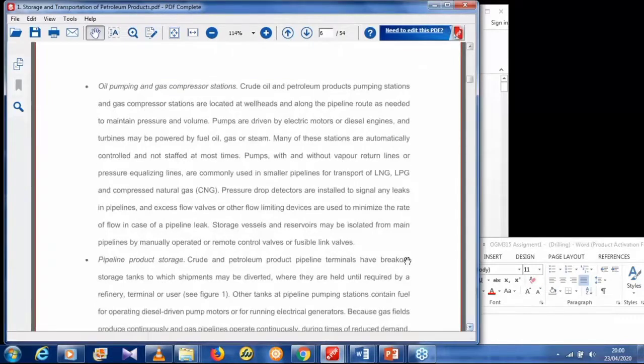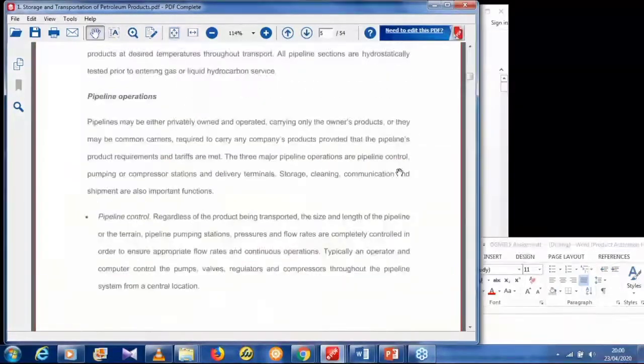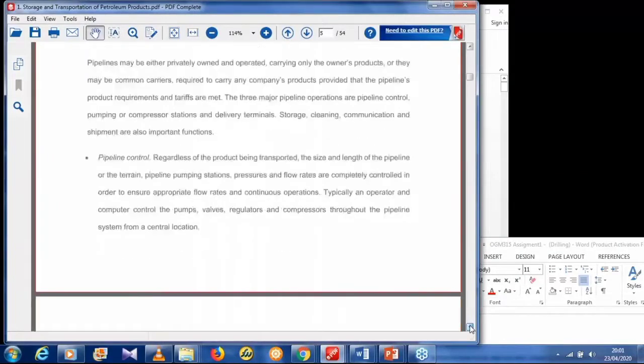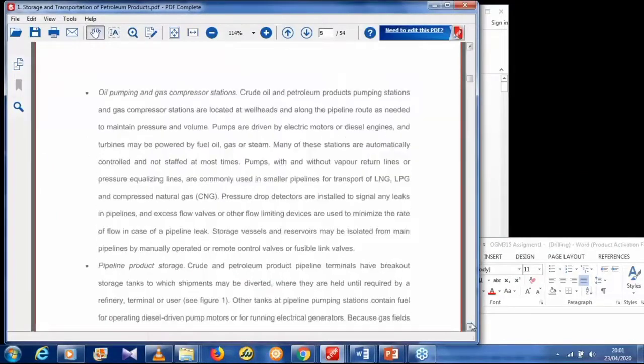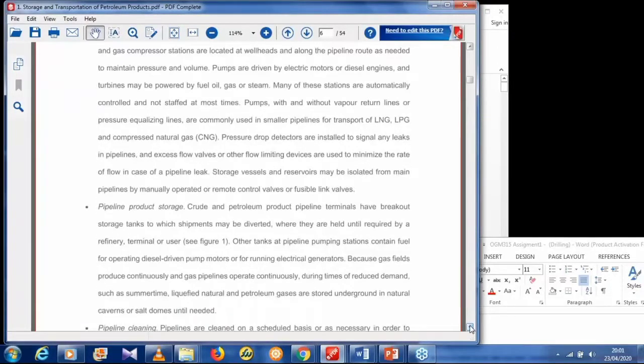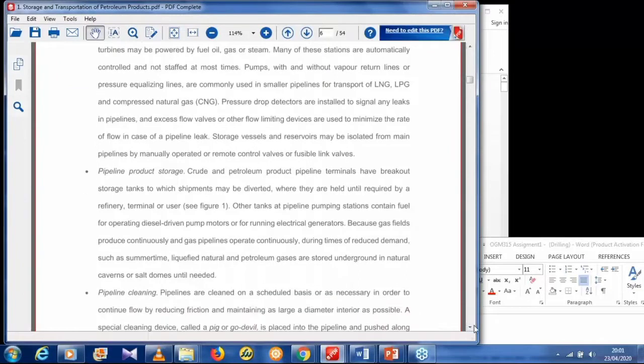So we're actually talking about pipeline operations. Several pipeline operations that we have are pipeline control. Another one is oil pumping and gas compressor station. As the name implies, those are the activities that are carried out there. Then we also have the pipeline product storage, and then we have our pipeline cleaning.